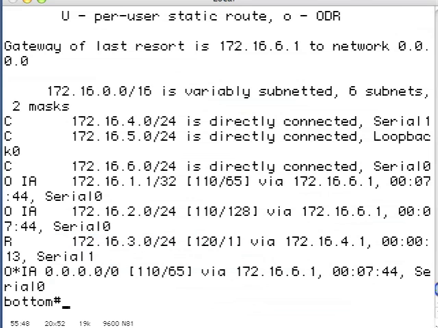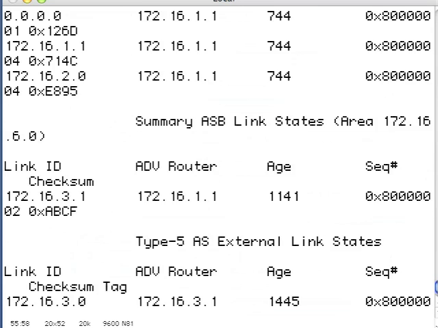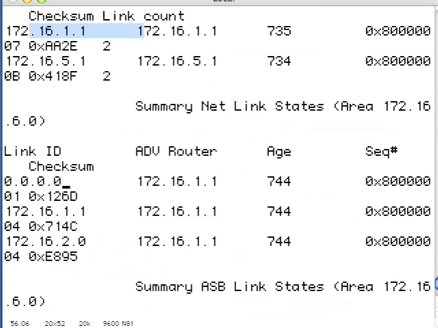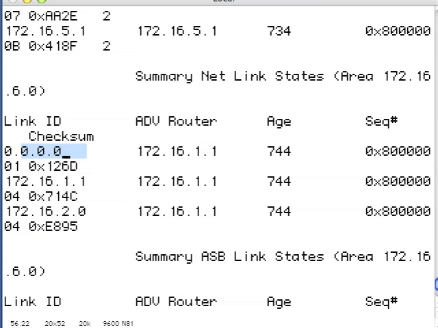Okay, back to the stub area. Let's go ahead and look at the effect on our OSPF database. So, show IP OSPF database. We're a stub area. We still have 2 routers in our area, so we still have 2 router LSAs. We have 3 summary network LSAs, which are type 3 summaries that we get from other areas in OSPF.